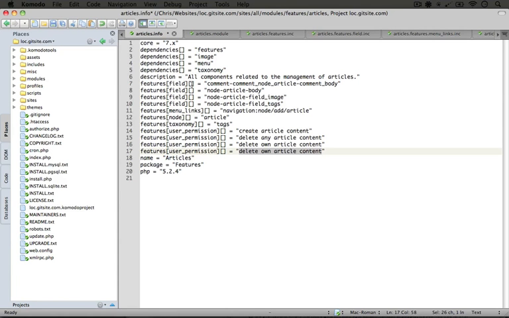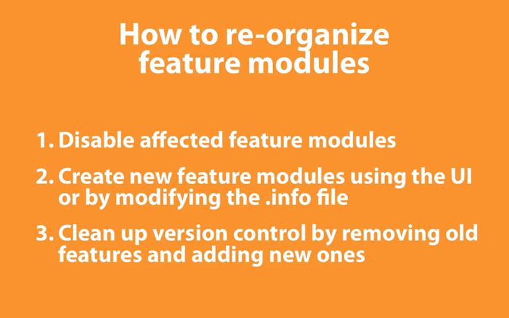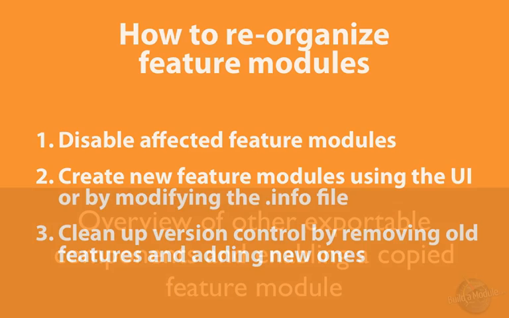Using the user interface is particularly helpful when you're trying to capture everything into code so you can quickly see what has and hasn't been captured. But if you already know what you want to be in your feature module, then going the .info route can be a whole lot faster. And finally, once you've created and enabled your new features, then you need to clean up your code and add the new features to version control and remove the old ones.